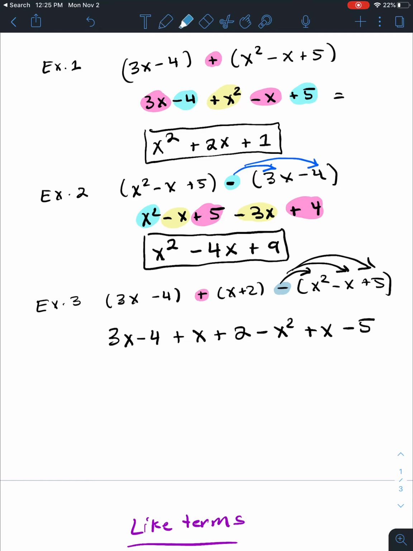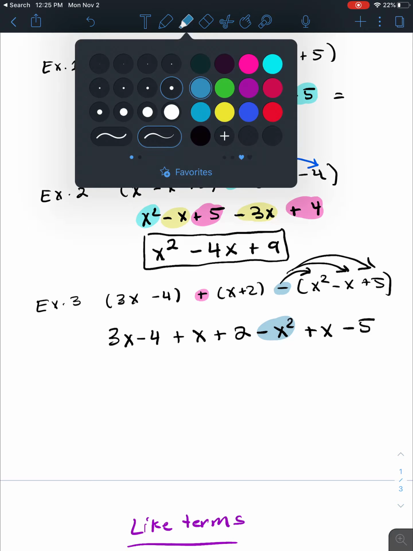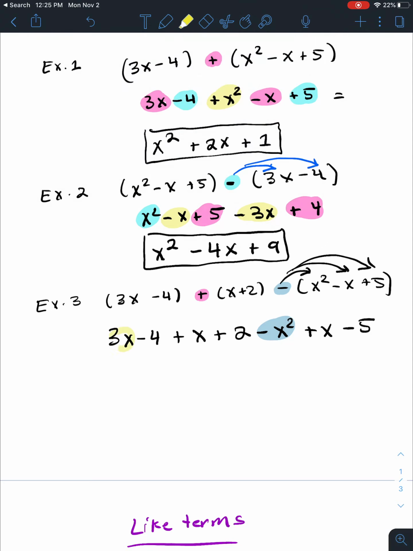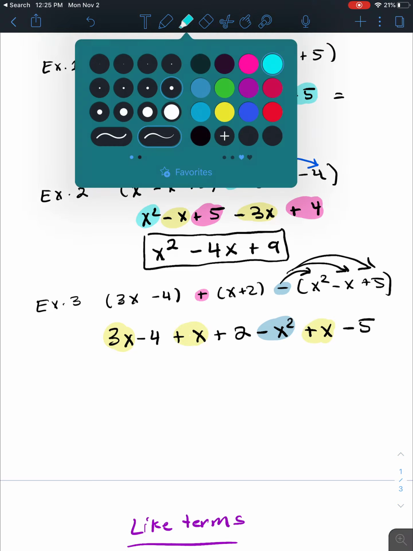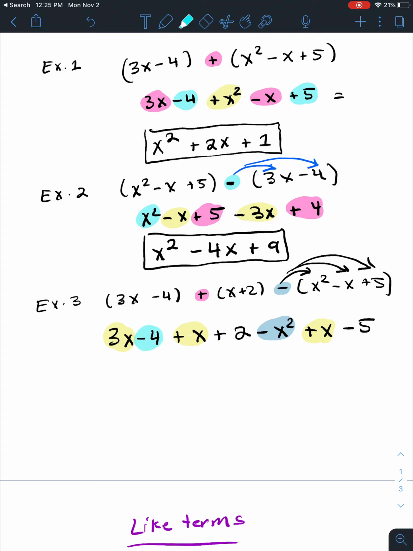Then we start our highlighting fest. There's only one x squared term. We have several x's in this problem and several constants in this problem. It's really important to check your work while doing this because it's just easy to make mistakes. So when I see this, I see I have a negative x squared. So that's what I'm going to begin with.